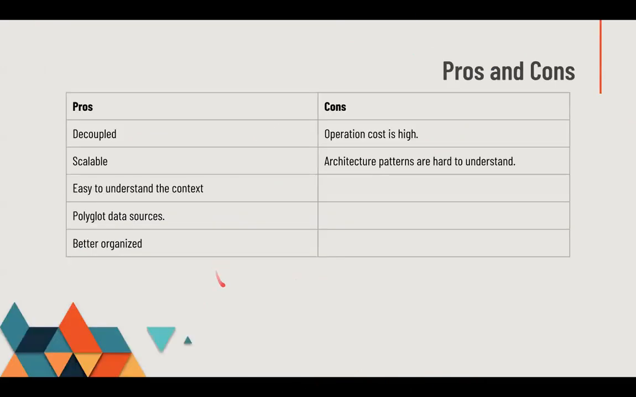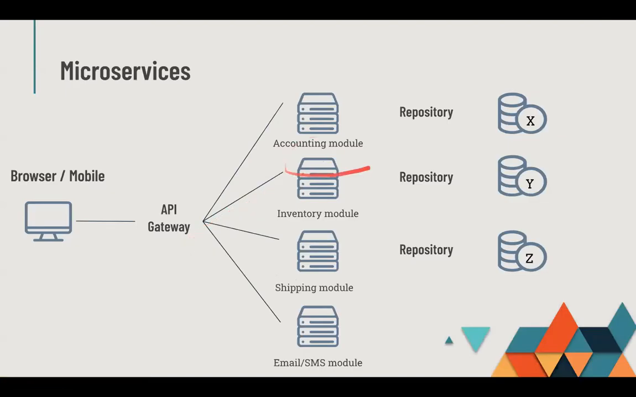And the next thing is it's better organized, in the sense that you can see clearly these are bounded. The accounting module is bounded with the tech stack, whatever the use case that we are using. And by the way, another thing that you might think about is the accounting module. Let's say we are using Java, okay, and we are using MongoDB in here.